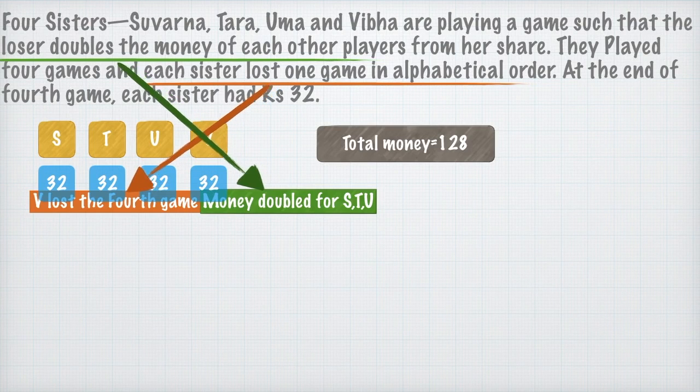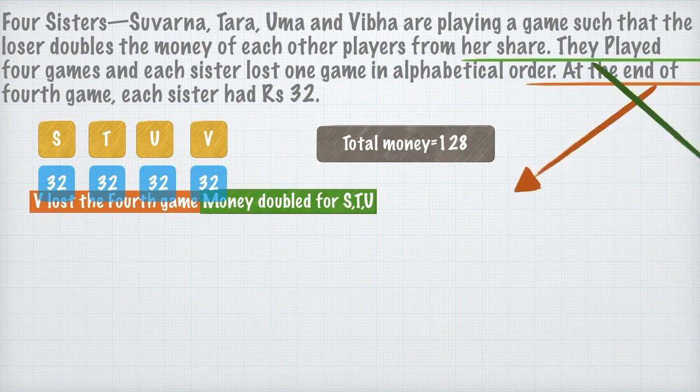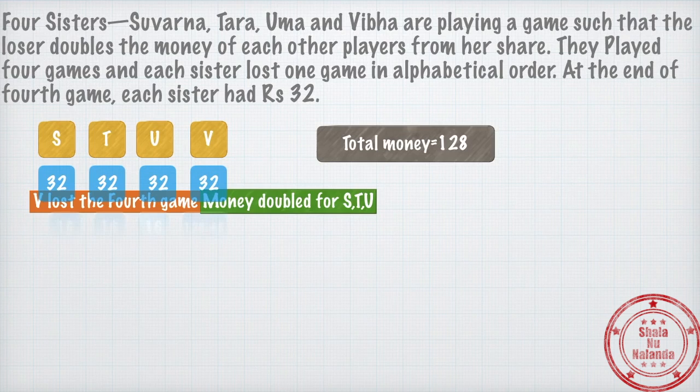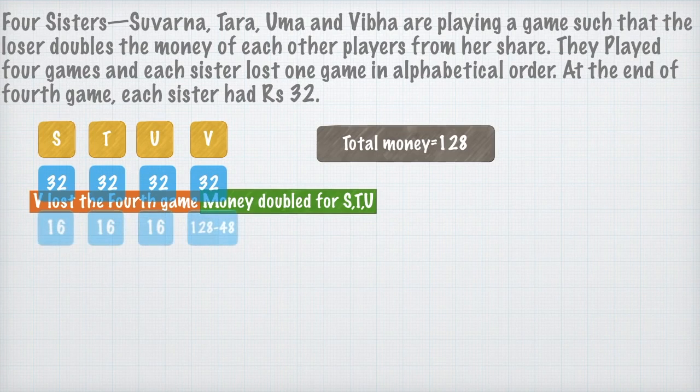The 4th game. And from the first statement that loser doubles the money of each other player, that means V must have doubled the money for S, T and U. And after the doubling, S, T and U have 32, 32, 32. That means before the doubling, they must have had 16, 16, 16. And Vibha, V from her share has doubled their money from 16 to 32, right?